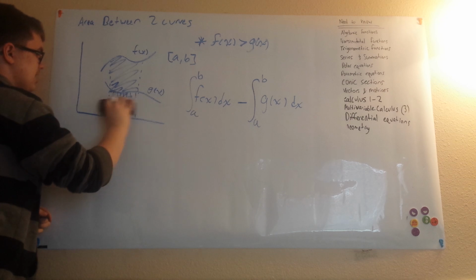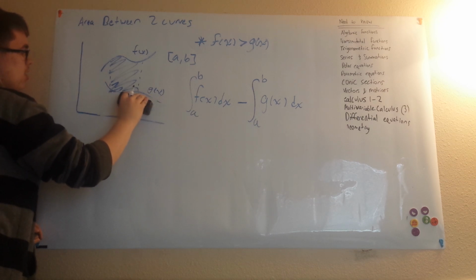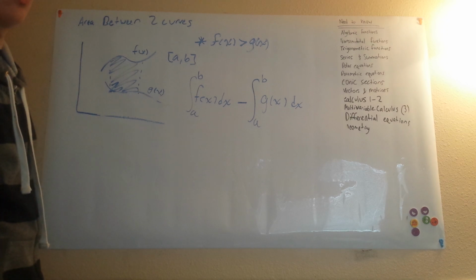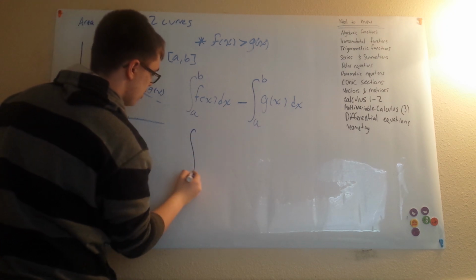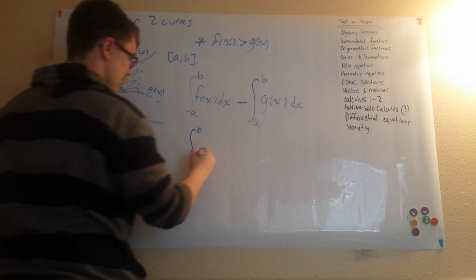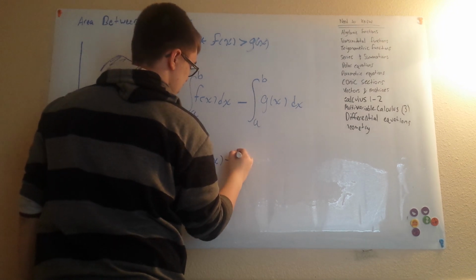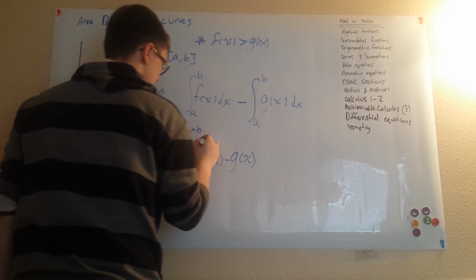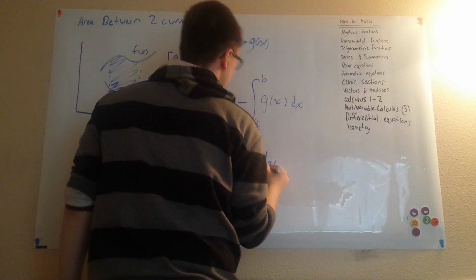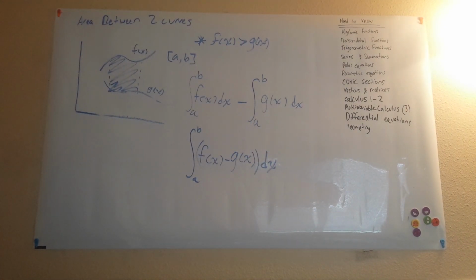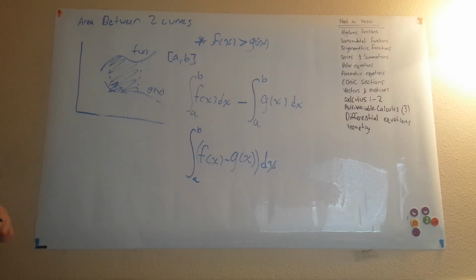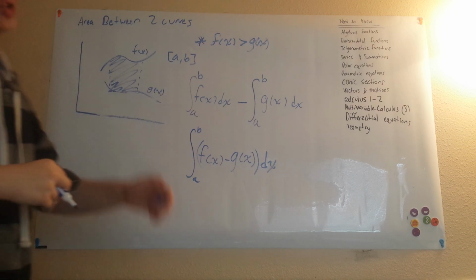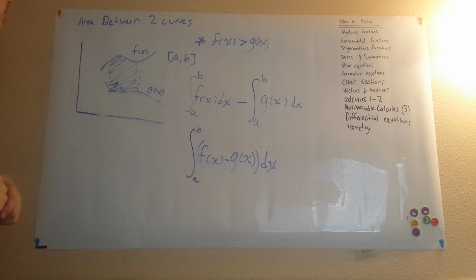So if we subtract this area, then we'll get just the area between these two curves. So we literally have this formula. The area between two curves is just the integral of f of x minus g of x dx. That's all it is. And you have to have f of x greater than g of x on that interval. Okay. Let's do a couple of problems.